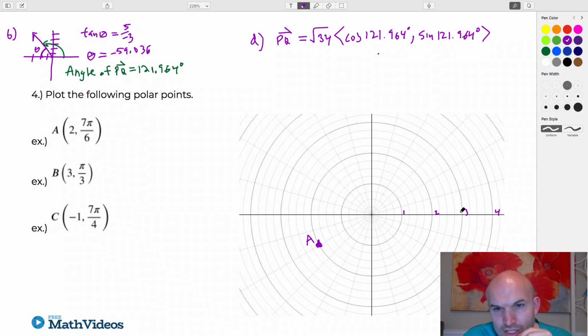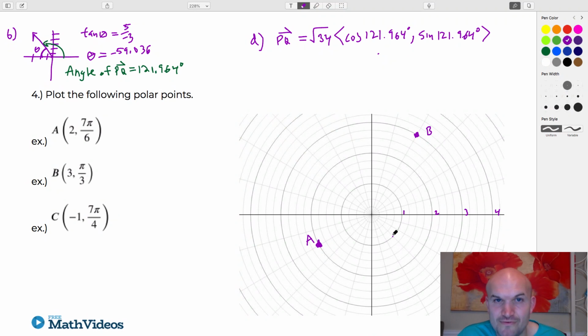And that's going to be an angle of pi over 3. So again, going into this point, there would be our B. And the last one has a negative 1. So what I told students was, don't worry about the negative for a second. Just draw the positive one. So positive 1 is right here. And then 7 pi over 4 is in the fourth quadrant.